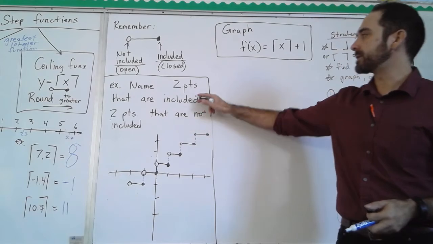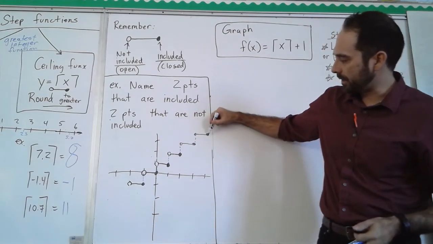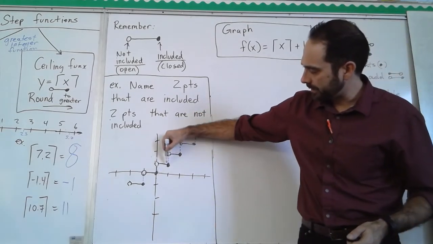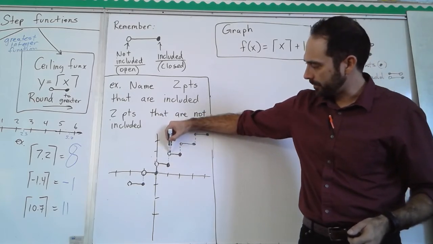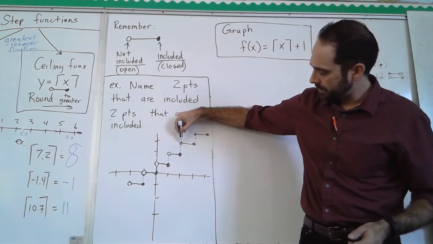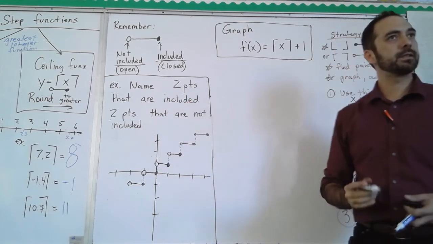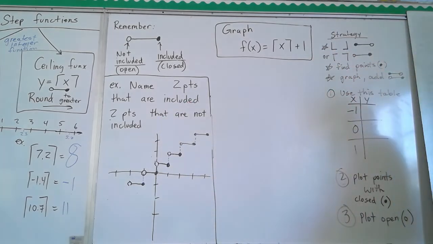So 2 numbers that are included, closed dot. Here we have 0, 0, 1, 1. 2 that are not included, open. We have here at 1, 2, and 2, 3. Those are just examples. All right.